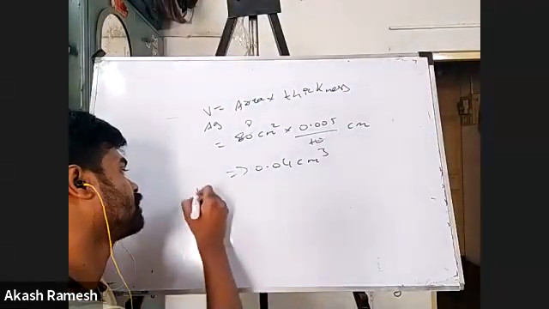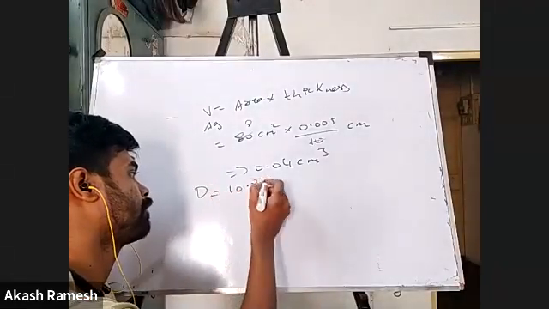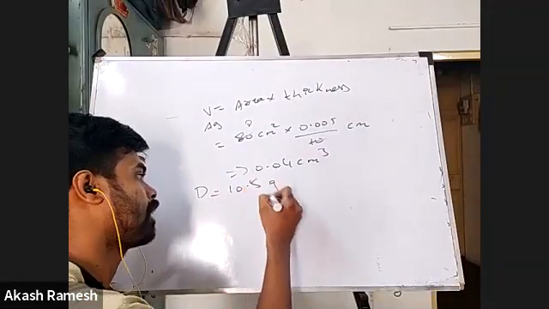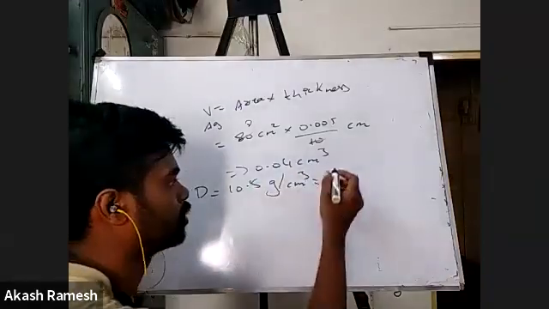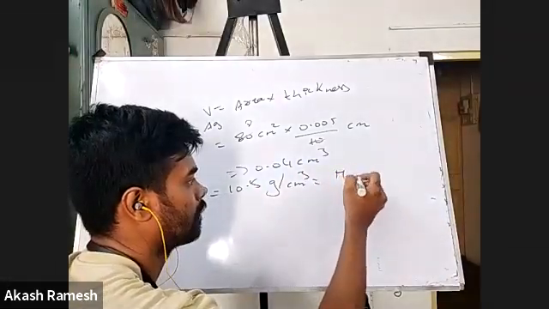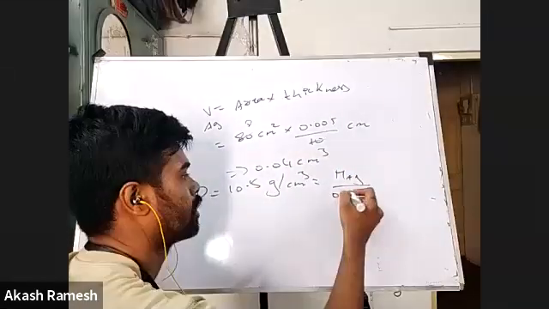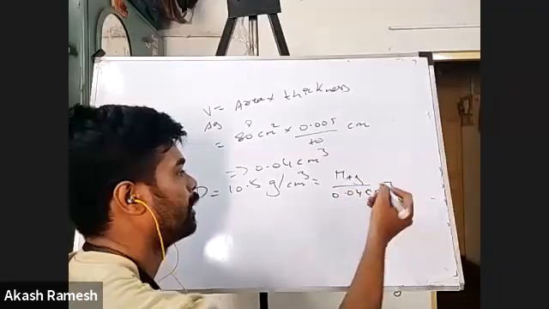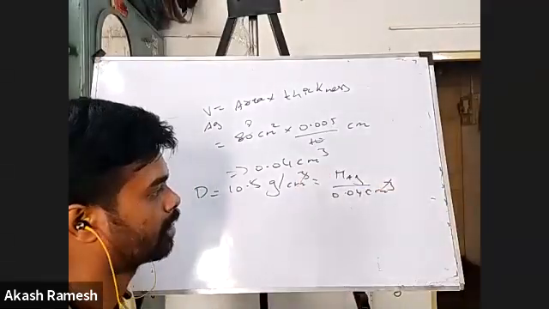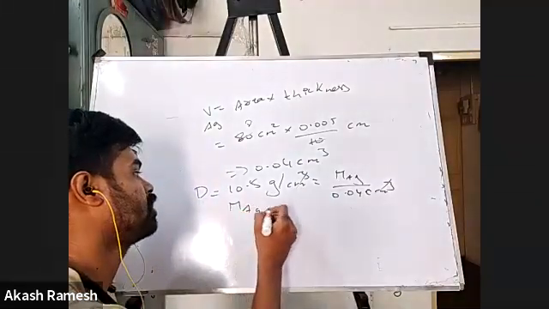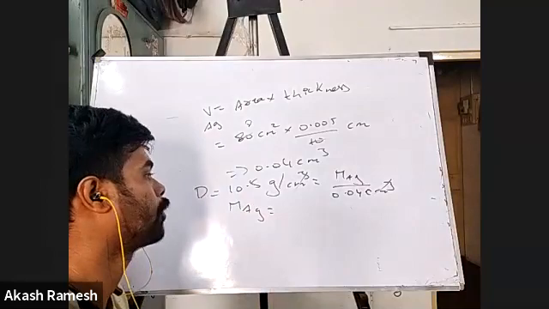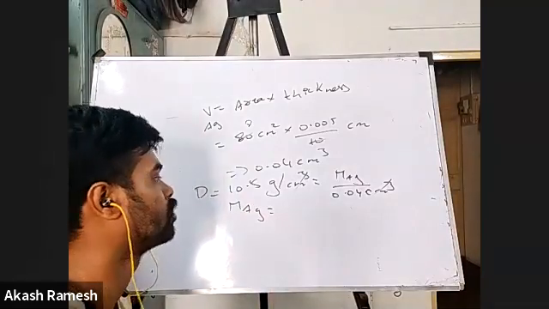Okay. Now density is given. Density is given as 10.5 gram per centimeter cube, and I know it's mass by volume. So mass of Ag, volume of Ag is 0.04 centimeter cube. So centimeter cube gets cancelled. So you have mass of Ag to be 10.5 into 0.04.